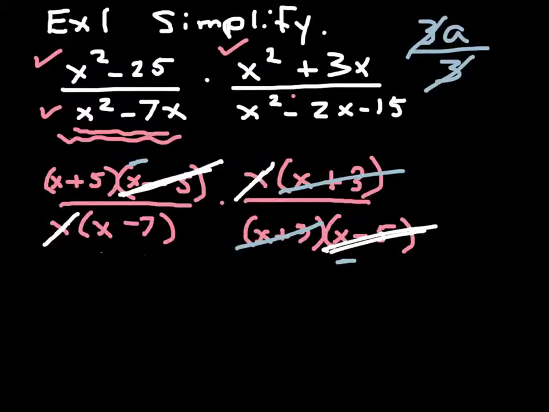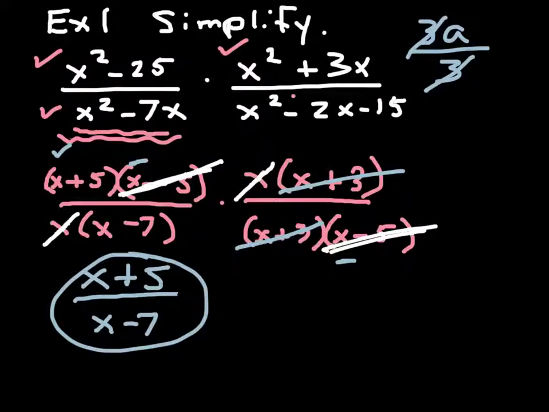So what do I have left in the top? Well, I have an x plus 5, that couple right there. And then the bottom, all I have is an x minus 7. And we're done. We've simplified this rational expression. So my answer then is x plus 5 over x minus 7.